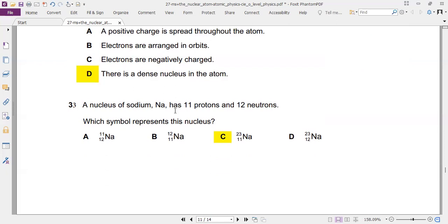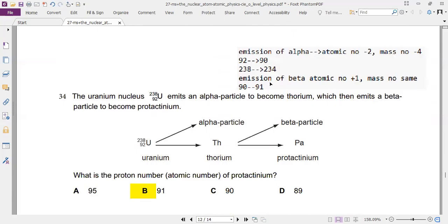Number 33, sodium, 11 protons, 12 neutrons: 11 plus 12 is 23 at the top, 11 at the bottom. C is the correct choice. Here we have uranium emitting an alpha particle to become thorium, and then a beta particle to become protactinium. Alpha particle means 92 goes to 90, 238 goes to 234. Now a beta particle means this 90 will go to 91 and 234 remains the same. So the proton number will be 91.